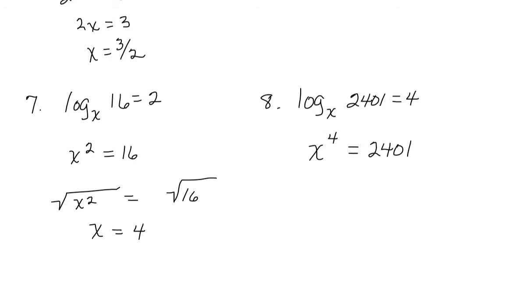2,401. So just like over here, I took the square root of both sides. I wrote it out. I'm not going to write it out over here. I'm going to take the 4th root. I'm going to go ahead and write this in here, though. I'm taking the 4th root of 2,401, and you just stick that into your calculator, and you're going to get 7. Okay.